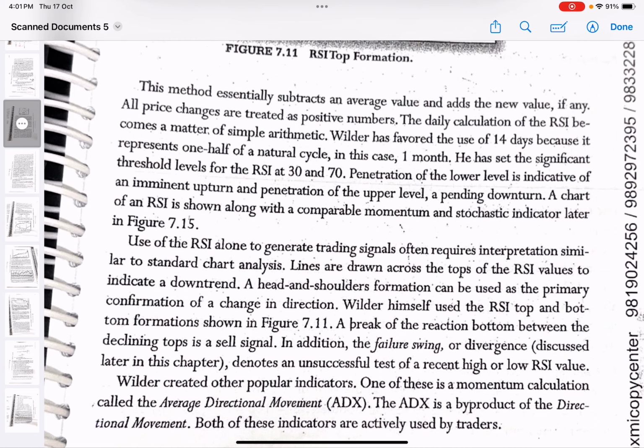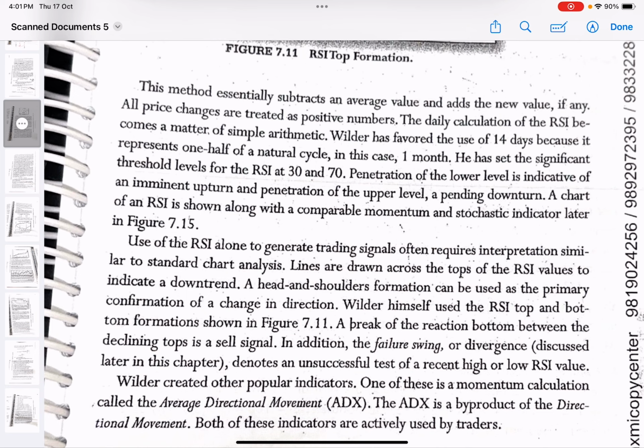Wilder has favored the use of 14 days because it represents one half of a natural cycle. What is a natural cycle? 21. So why does Wilder use 14 days? Because it's going to give you half of the natural cycle. In that case, a month. And also, you need to consider that the stock market has weekends. So if you remove that and then halve it, you get 14 days anyway. So you just need to know that half of a natural cycle is 14 days.